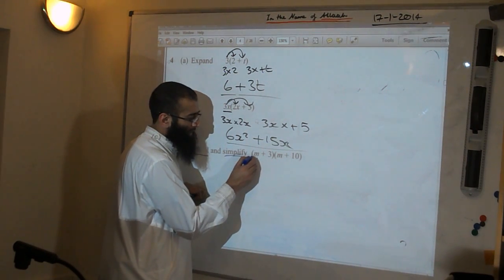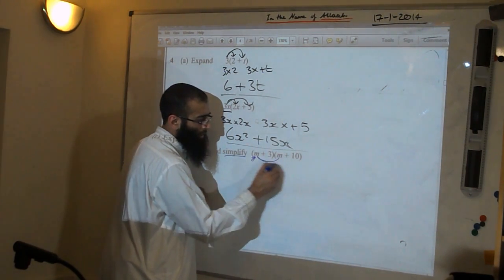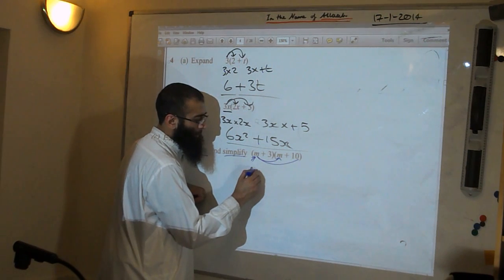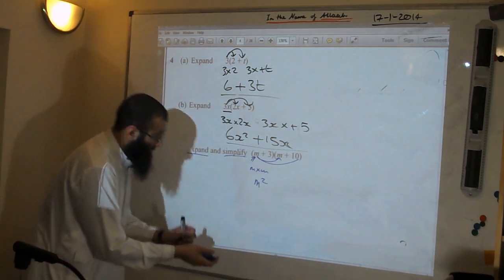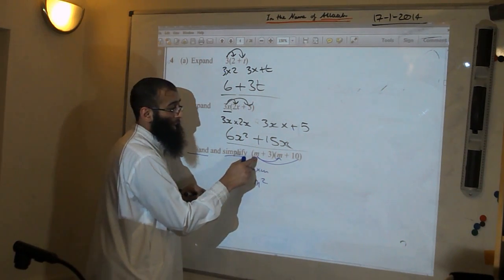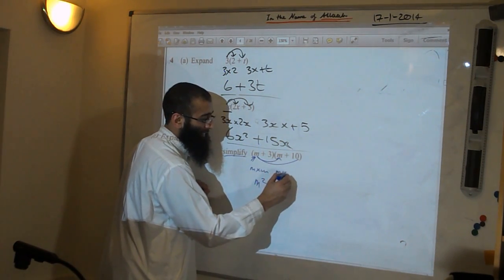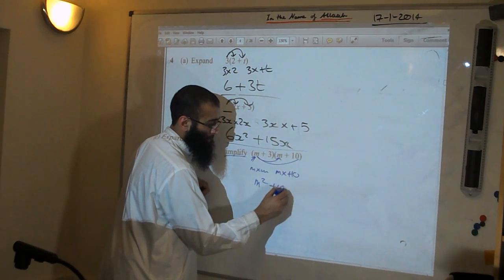So Ifra, we start at the m and what do we do? Times it by the other m. So m times by m is equal to? M squared. Then do m times by plus 10. Plus 10m. Excellent.